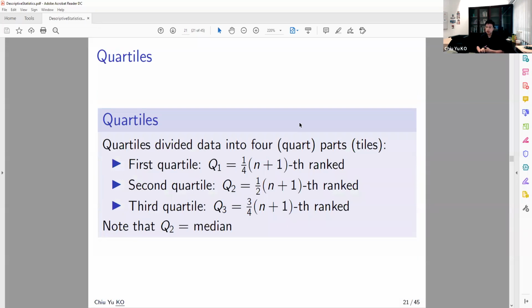The next one is what we call the interquartile range. So it's not the range. Maybe it's good to draw a picture. If you have a data set represented by a number line, suppose it's a number line, and this is the smallest, and this is the largest, and this is what we call the range.